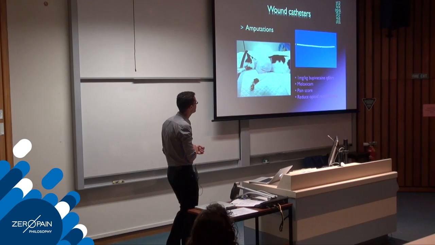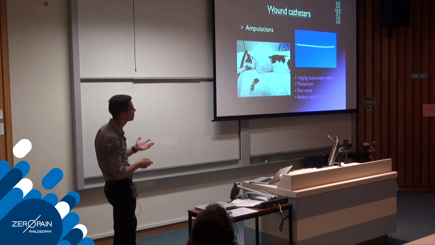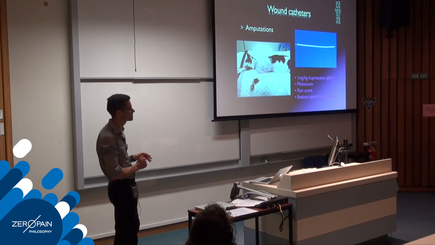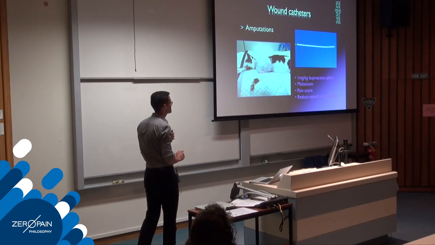This is a little case example of a cat that had a thoracic limb amputation. As I said, 1 mg/kg bupivacaine every 6 hours with a non-steroidal. The cat was pain scored, and we definitely saw a reduction in opioid requirements. And one of our own cats had a fibrosarcoma resected from his dorsal spine, and he had a wound catheter, exactly the same regimen, and he was incredibly comfortable. You really can see a reduction in opioid requirements with these.